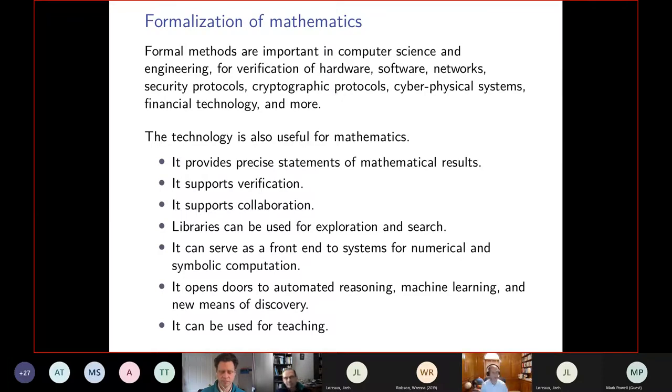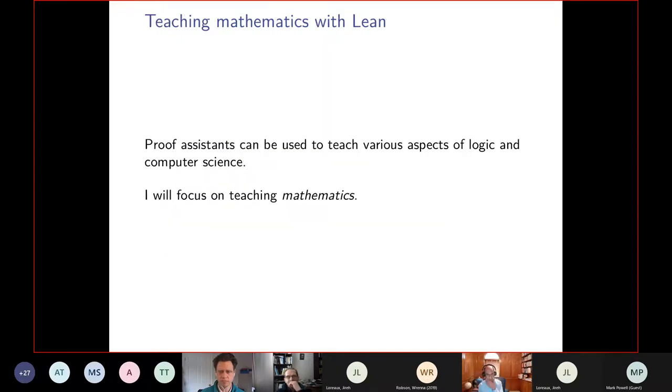There are now grand mathematical libraries that users can explore and search, and find mathematical results there. You can use the technology as front ends to numerical and symbolic computation. There's the possibility of using digitized mathematics for automated reasoning, machine learning, and other methods of discovery of mathematics. And teaching is just another potential use of the tools.